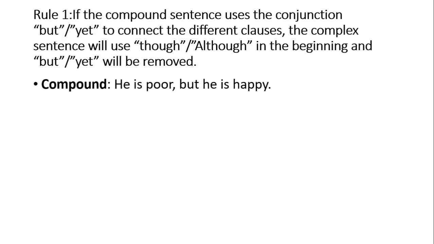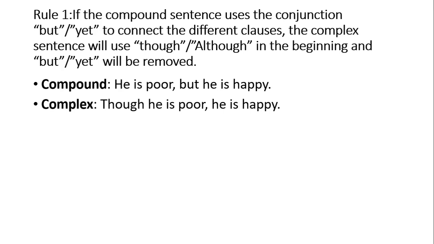So here you can see the example. He is poor, but he is happy. Here you see this is a compound sentence. We have two clauses and a coordinating conjunction, that is but. According to our instruction, if we have but in our compound sentence, we have to use though or although to change the sentence from compound to complex. So, though he is poor, he is happy.